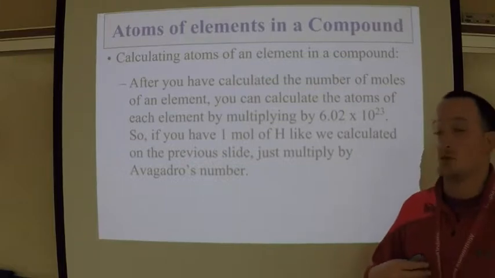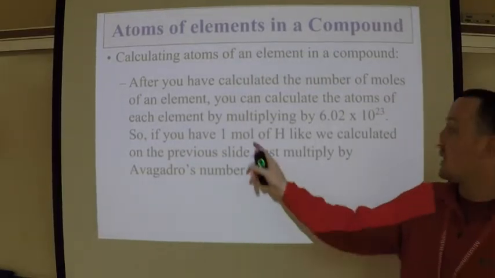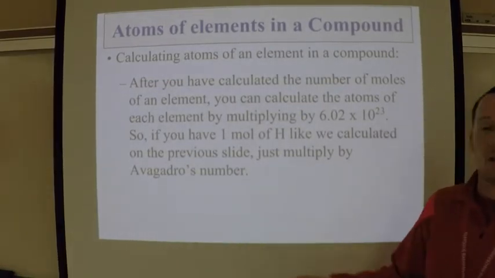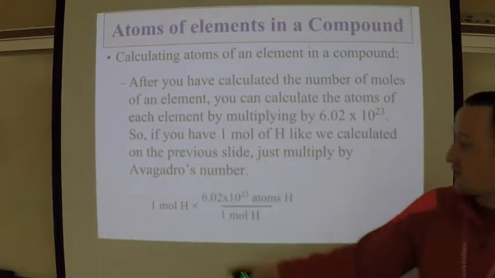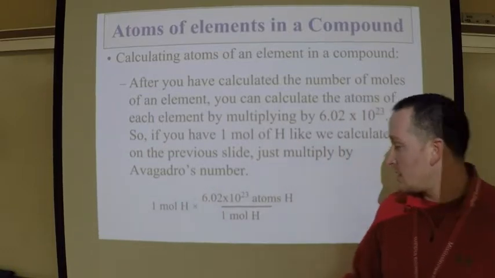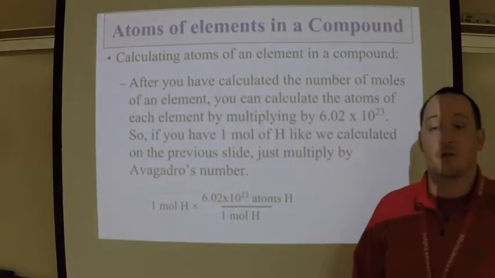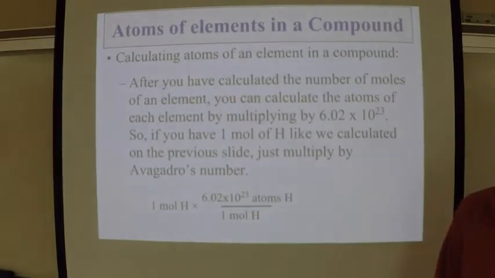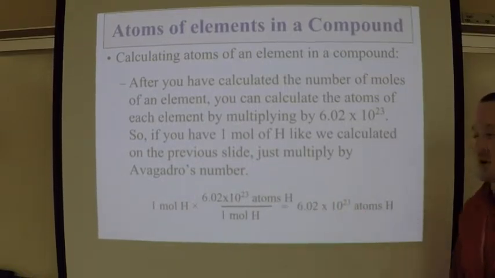In order to get to the atoms of H, I would then just take my 1 mole and multiply by Avogadro's number, again, which is 6.02 times 10 to the 23rd. So it looks something like this. I know that 1 mole of hydrogen was how many I started with from my last slide, and I know that 1 mole of hydrogen contains 6.02 times 10 to the 23rd atoms of hydrogen, so then I would just do 1 times 6.02 times 10 to the 23rd, which again is the same number. So that would be how many atoms of hydrogen I have.